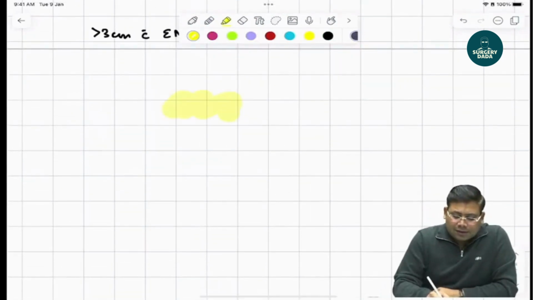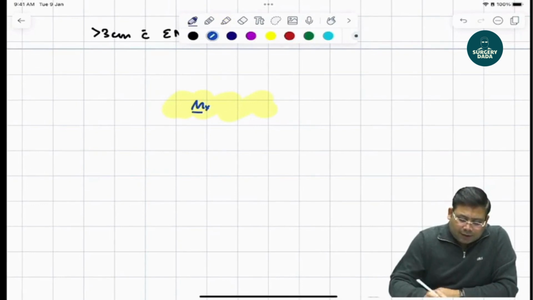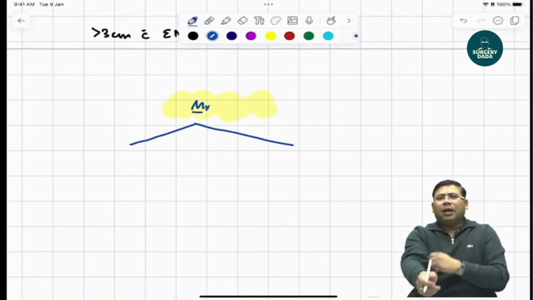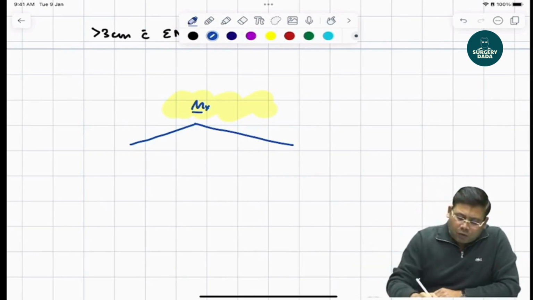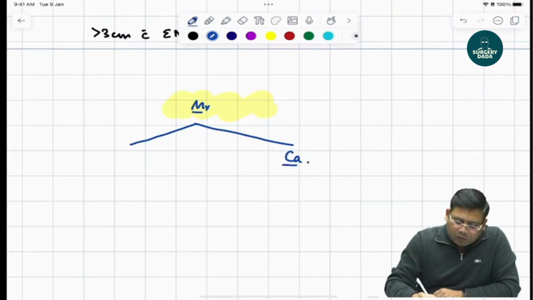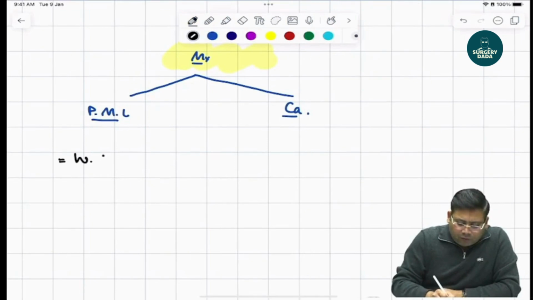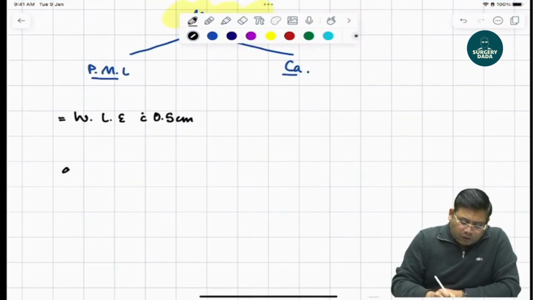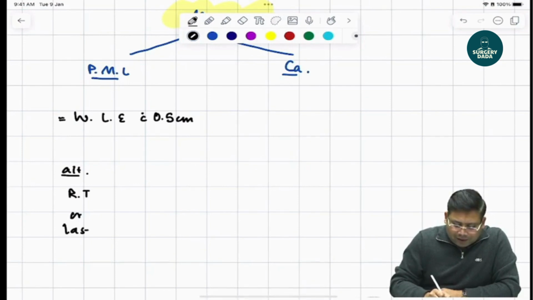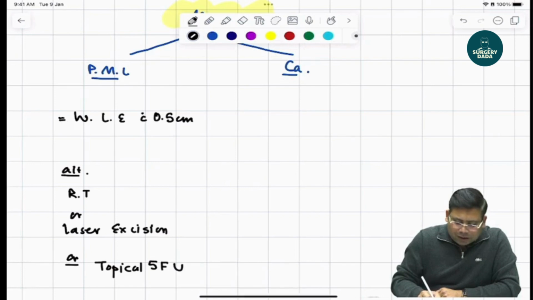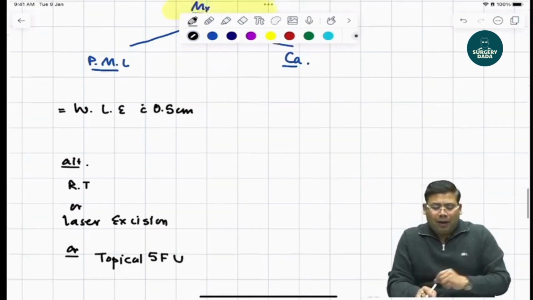Let us quickly discuss the management protocol for the oral cancers. When we talk about the management, we need to understand management of pre-malignant lesion and management of the oral cancer. When we talk about pre-malignant lesion, we go for wide local excision with 0.5 centimeter margin. No need for further management. What are the alternates? We can go for radiotherapy also. We can go for laser excision also, or we can also go for topical 5-fluorouracil. This is what we can do for the pre-malignant lesions also.